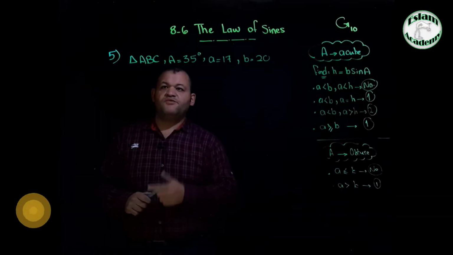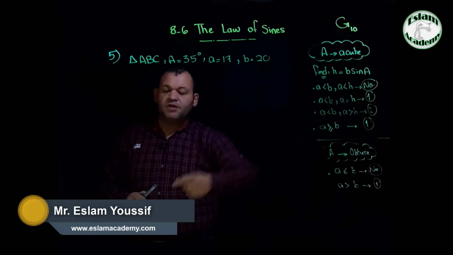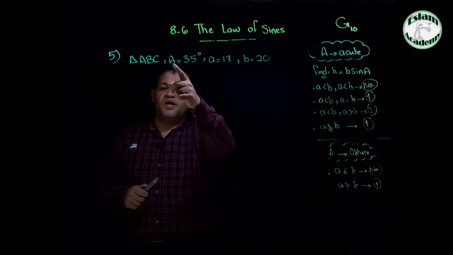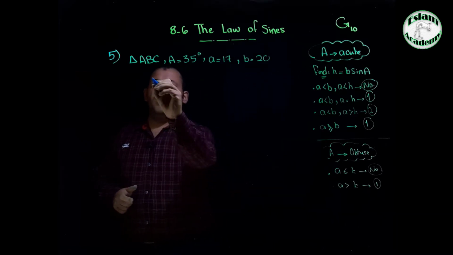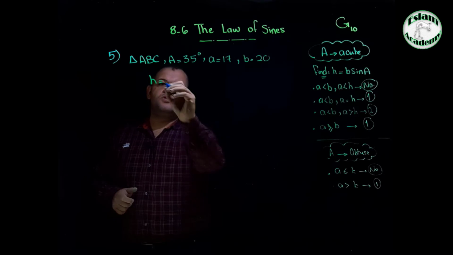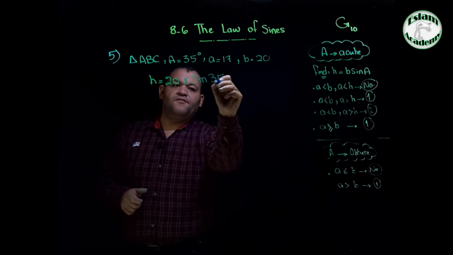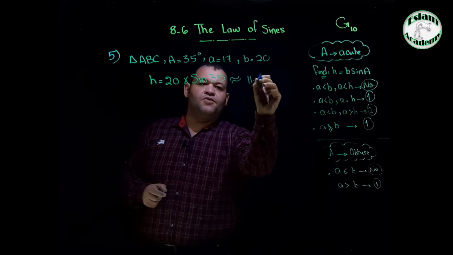In this problem, we have triangle ABC. Measure of angle A equals 35, a equals 17, and b equals 20. And we need to solve the triangle. At first, angle A is an acute angle, so we need to find the height. The height will be equal to b, which is 20, times sine 35. By using the calculator, we find that the height is equal to 11.5.